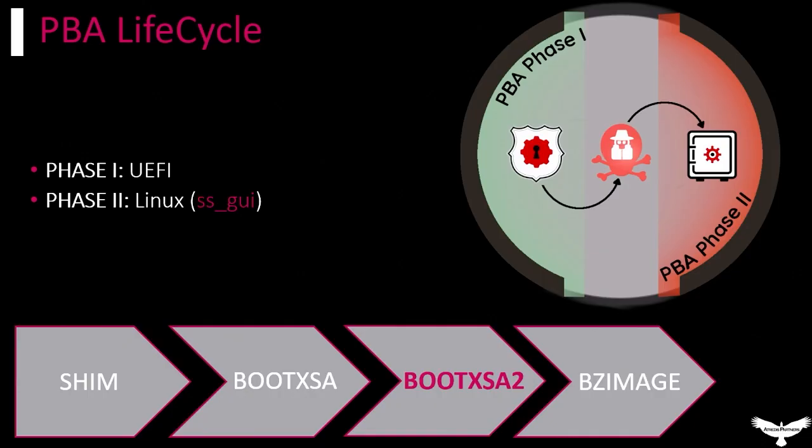Obviously, the first attack path is let's modify the EFI binaries because it's the first phase, we can change the index table.